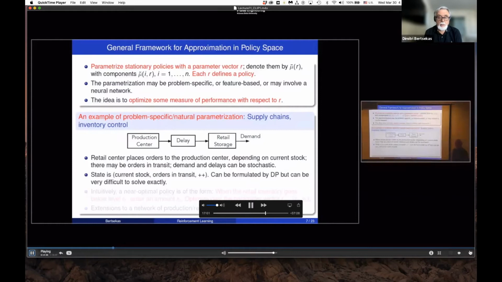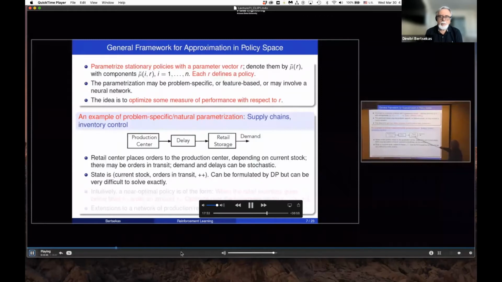Generally speaking, this type of problem can be formulated as a dynamic programming problem. You look at your stock and you look at whatever else is happening here, how much you have ordered in the past, how many orders are in transit, and so on. And this becomes your state. The current stock in here, the orders in transit, and there may be also some other stuff that you can make it more complicated than that. So you can formulate it by dynamic programming, but it can be very difficult to solve it exactly.